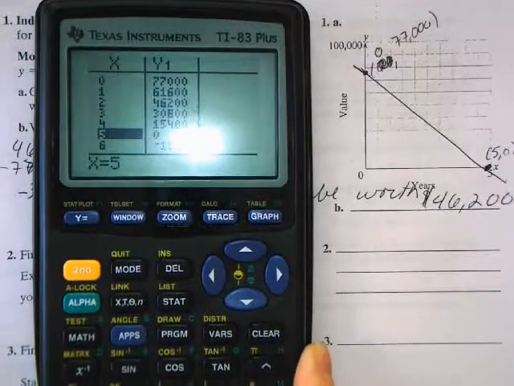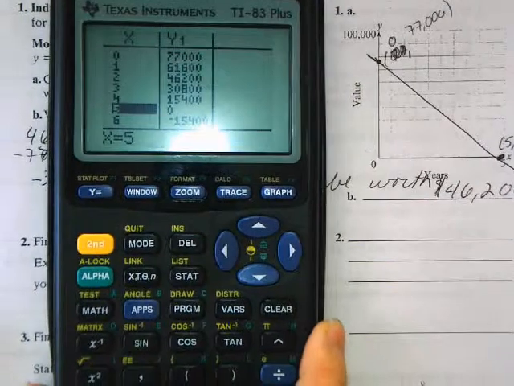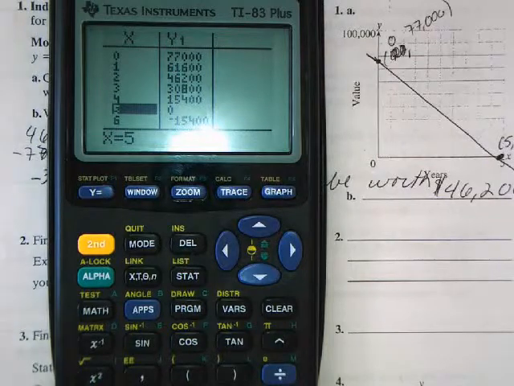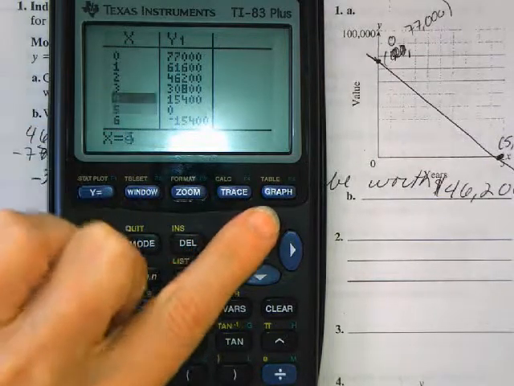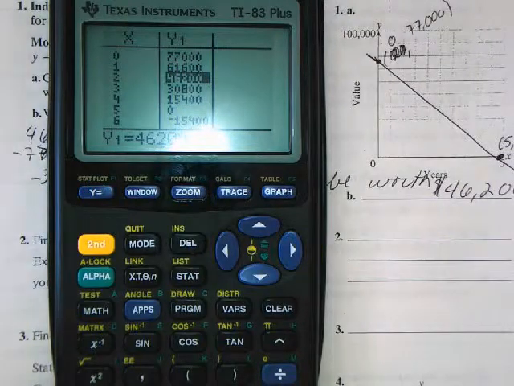You could have looked here. It just makes me nervous to tell you to always look on your calculator because sometimes it may be in between numbers, but right here you can double check yourself. After 2 years, it is $46,200.